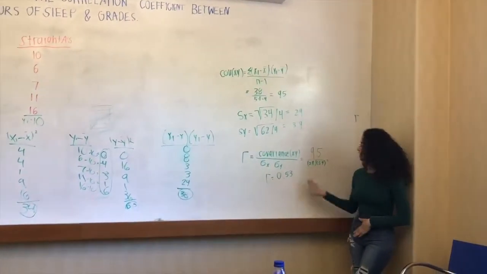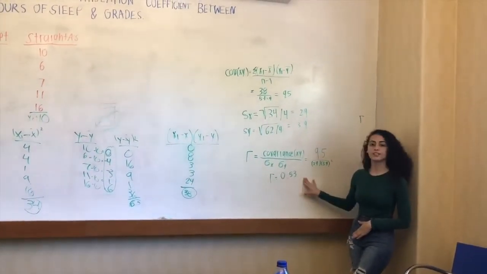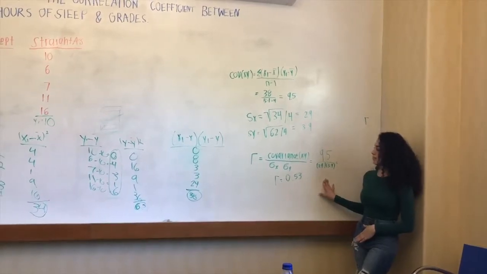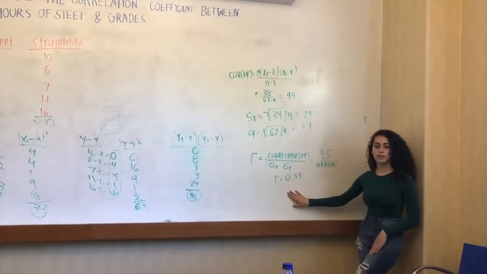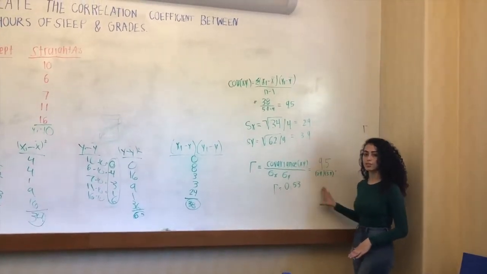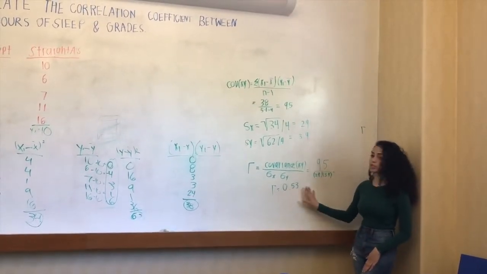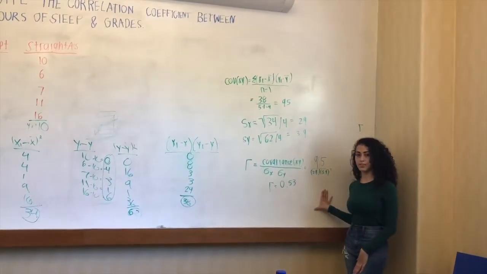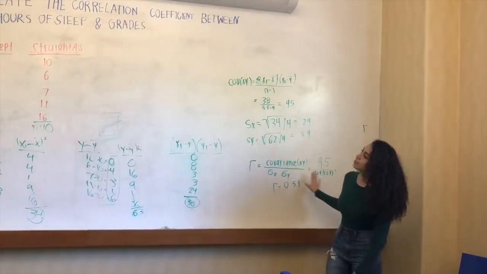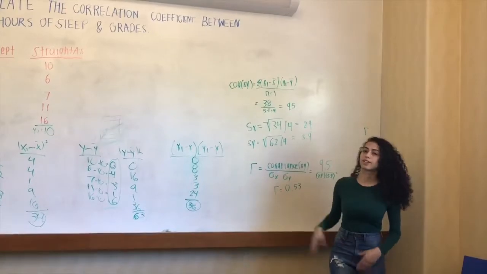So in conclusion, we're going to determine if this is a positive or negative correlation. If Pearson's R is closer to 0, that means there is no correlation. And if it's closer to 1, that's going to be a positive correlation. So in this case, it's 0.53, which is closer to 1, which is going to be a positive correlation, and concludes that the number of hours of sleep do affect grades.